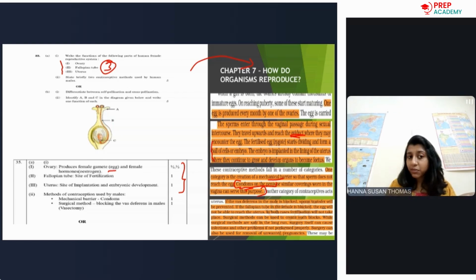You have to give two contraceptive methods. The first contraceptive method is the mechanical barrier. The second contraceptive method is the surgical method. So vasectomy, where the vas deferens in males are blocked. Surgical methods can be used to create such blocks. You can see if the vas deferens in the male is blocked, sperm transfer will be prevented. This is also mentioned in your reader. So if you write these two contraceptive methods, you will be rewarded 2 marks. Altogether, you will be getting 5 marks.